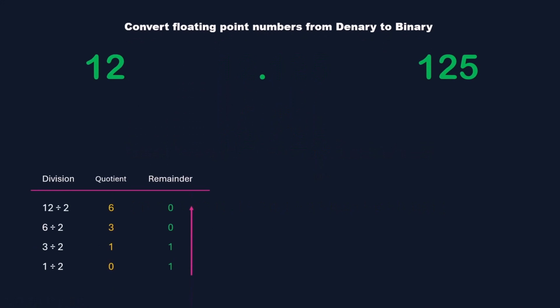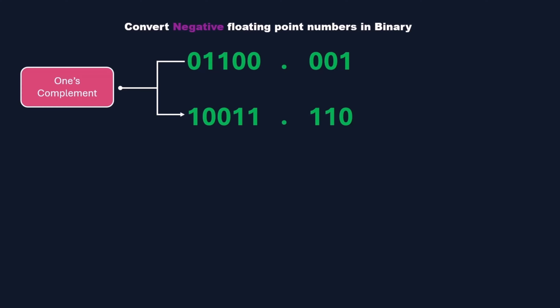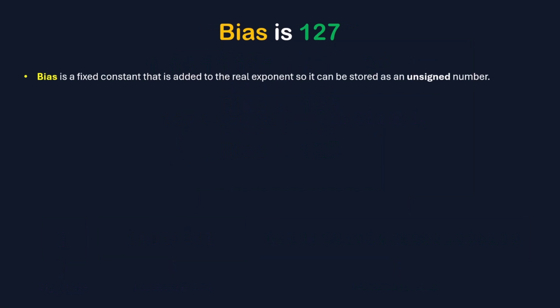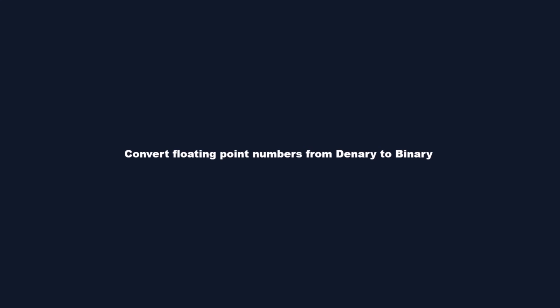In this video, we are going to talk about how floating point numbers are represented, how negative values are handled, and how they are represented in computer using IEEE 754 standard. Okay, first we examine how to convert floating point numbers from base 10 to base 2.